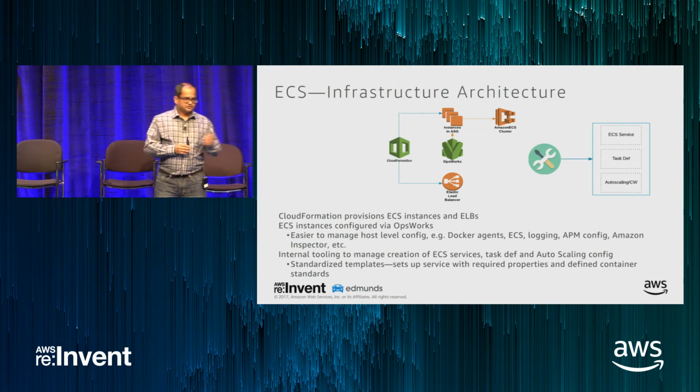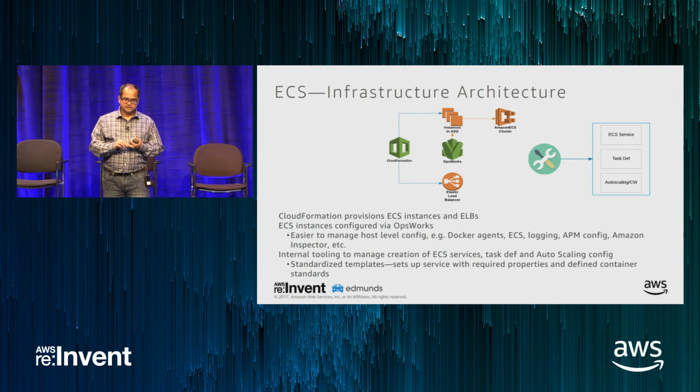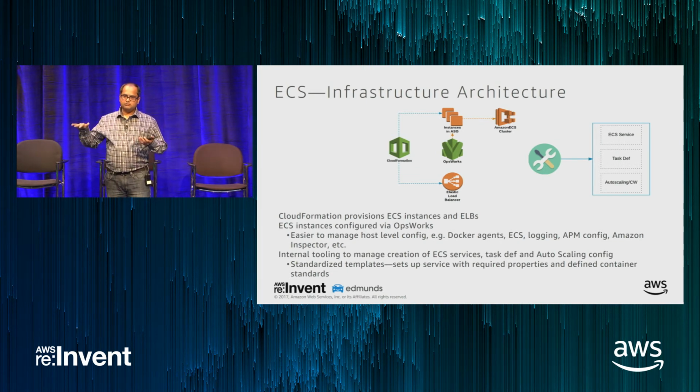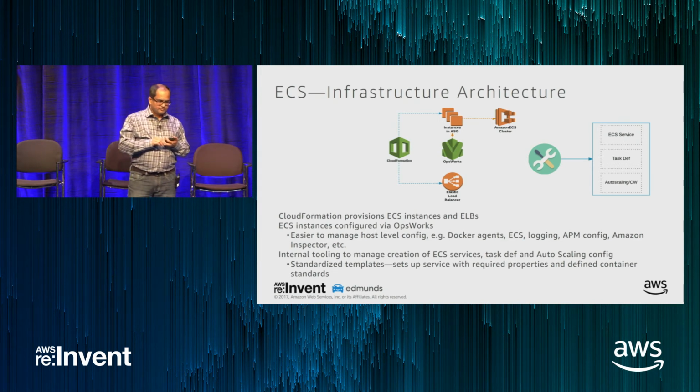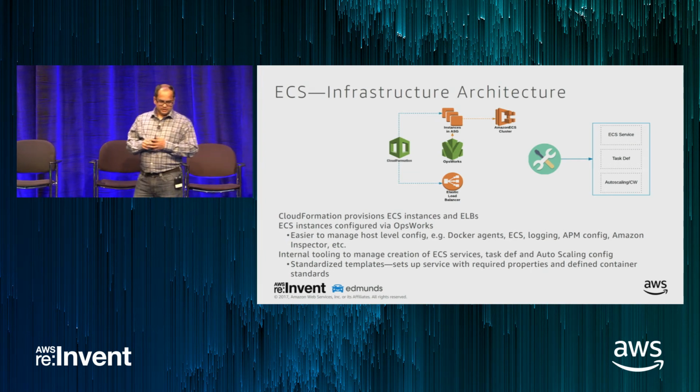So as you see in the picture, CloudFormation is used to provision the underlying host. When the host comes in, we configure the logging there, we configure Docker agents, ECS agents, and then config rules. So there is a guarantee that all of the hosts look similar. We also use AWS Inspector just in case we want to run scanning for security purposes.